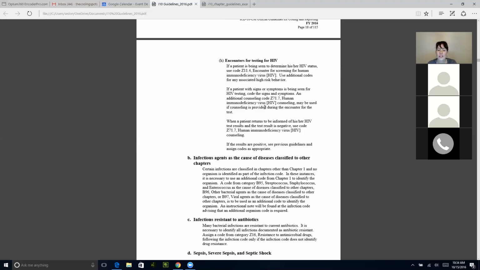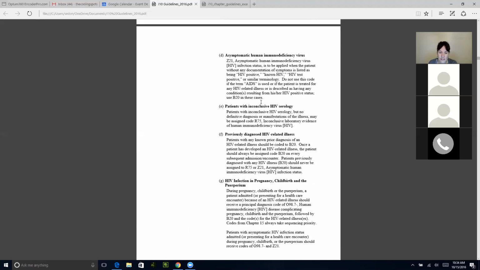When a patient returns to be informed of the HIV test results, and the test result is negative, you use that Z71.7 HIV counseling. If the results are positive, you can just read the previous guideline and assign codes as appropriate. So if it's a positive HIV test result and it's asymptomatic, so no symptoms, no conditions, then we know we would code our Z21 code, right?